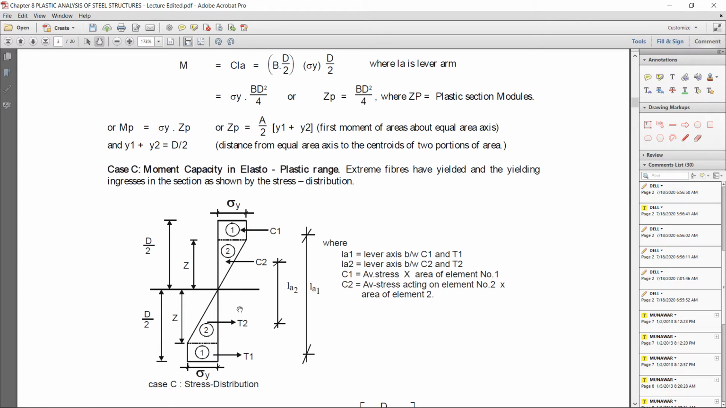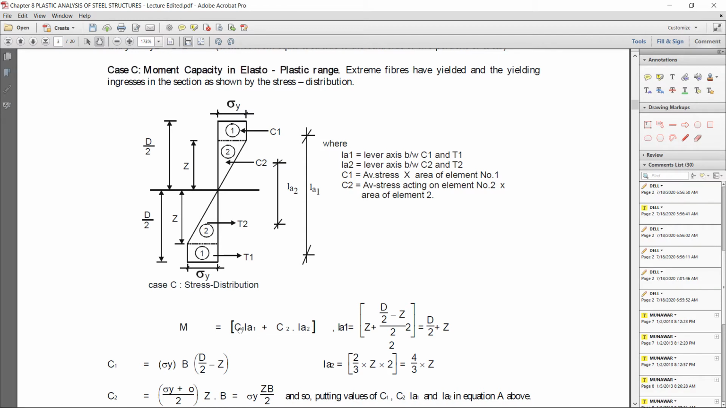Here the section is shown. The region that is plastic, that depth is z, that is not the elastic section modulus, that is the nomenclature of depth. The upper half portion is d by 2, the lower half portion is d by 2. The lever arm between the elastic sections C2 and between the plastic section C1 and T1 is LA1. So here is the moment formula: force into lever arm, force into LA1, second force C2 into LA2.